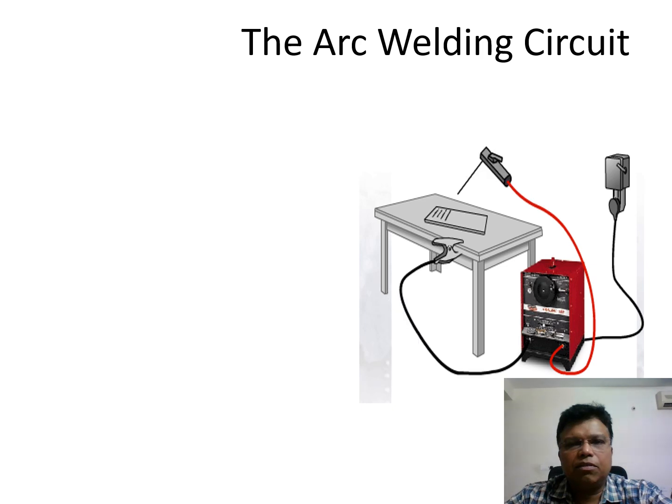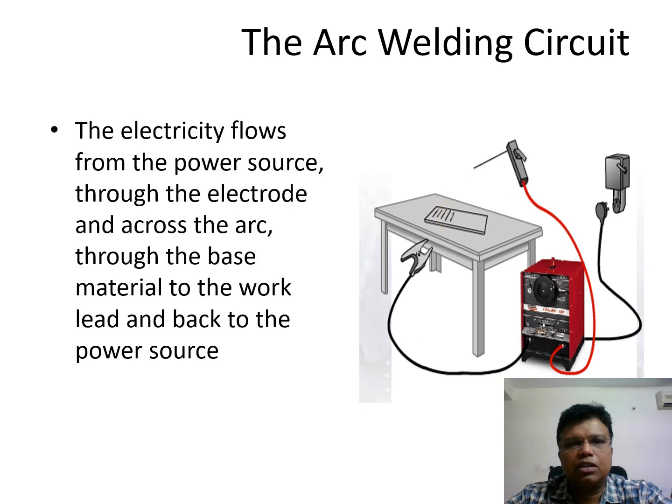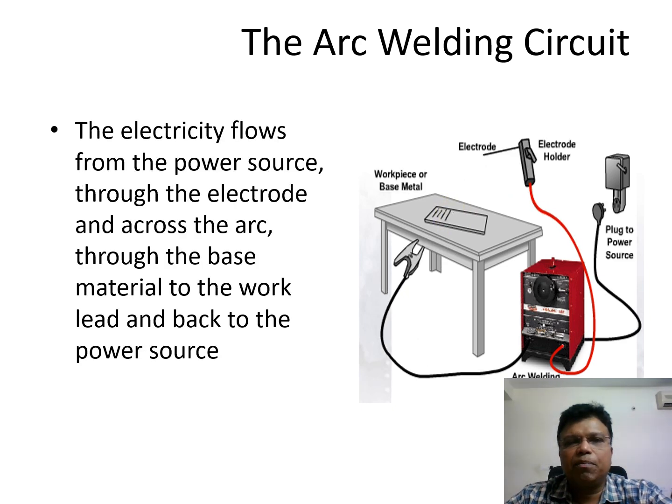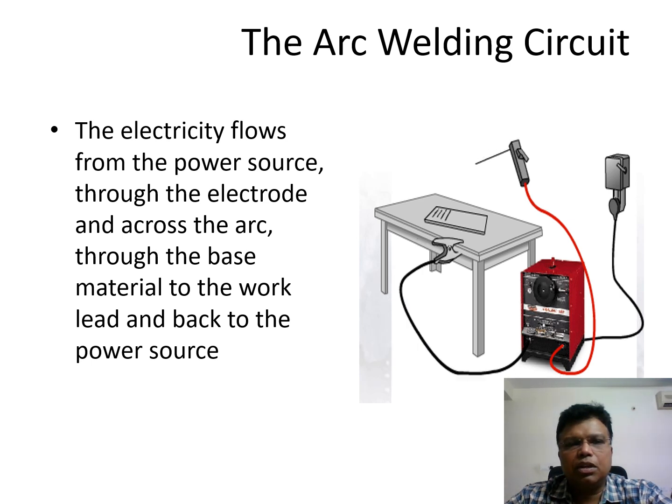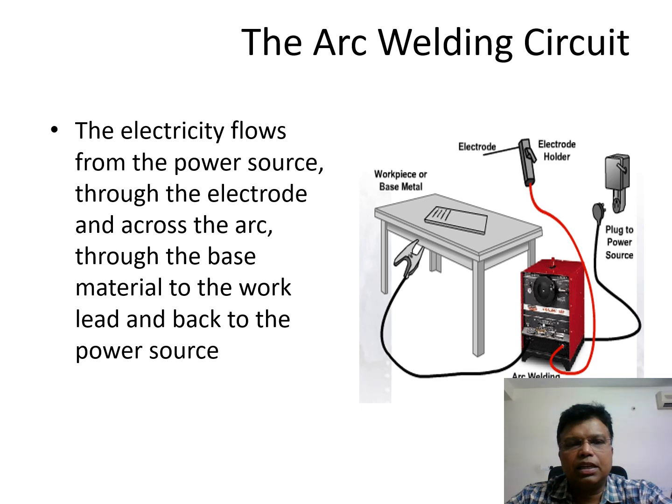So this figure shows the arc welding circuit. Here you can see the electricity flows from the power source through the electrode and across the arc through the base material to the work lead and back to the power source. So this completes the welding circuit for arc welding.